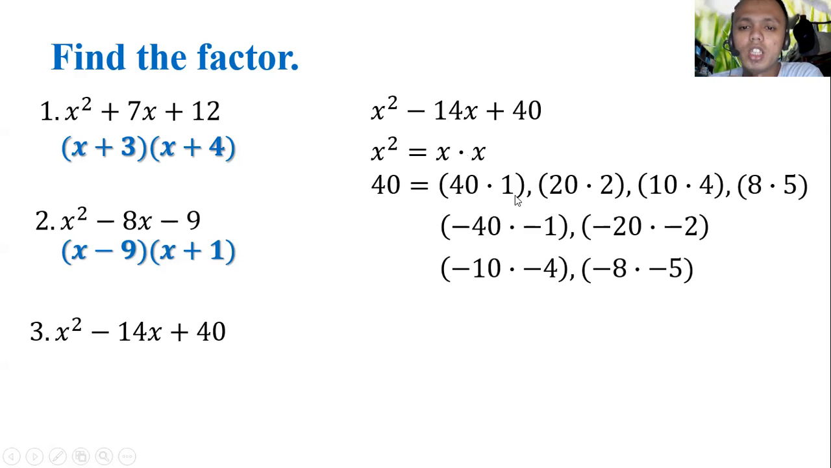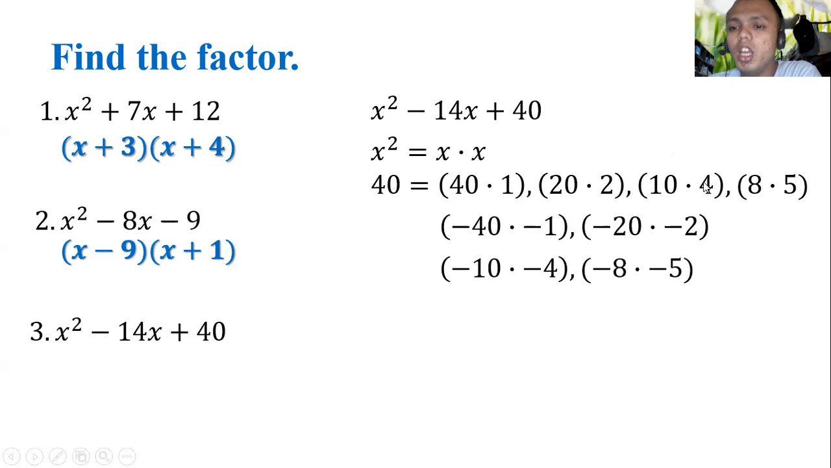Try natin si 40 times 1. Add natin 40 and 1. 40 plus 1 is 41. Malayo kay negative 14. How about si 20 and 2? 20 plus 2 is 22. Malayo pa rin. How about 10 and 4? 10 plus 4 is 14. No, but yung sign ng 14 is positive and negative to. Dapat negative yung result eh.